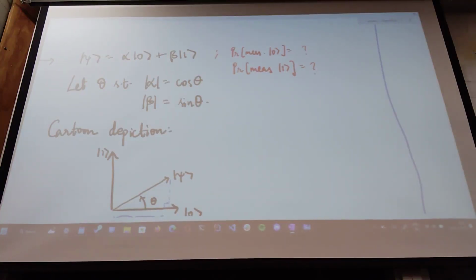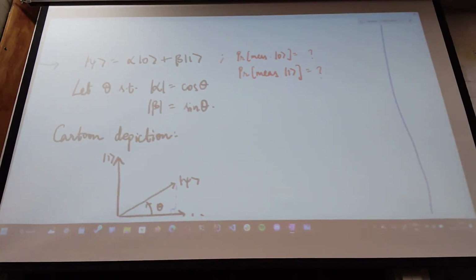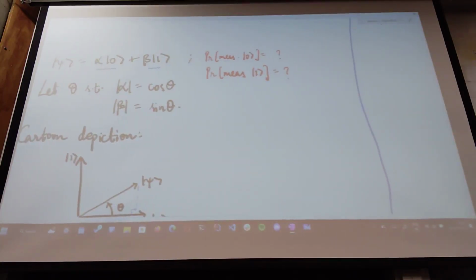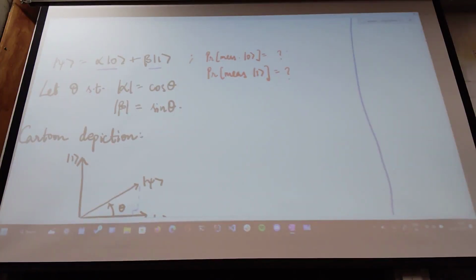Can someone remind me what the probability of measuring 0 in this state would be? Yeah? 50%? Not quite. If you have the state given as alpha 0 plus beta 1, then we define the probability of measuring 0 to be the magnitude of alpha squared, which, if we define theta to be such that the magnitude of alpha is cosine of theta, evaluates to cos squared theta.